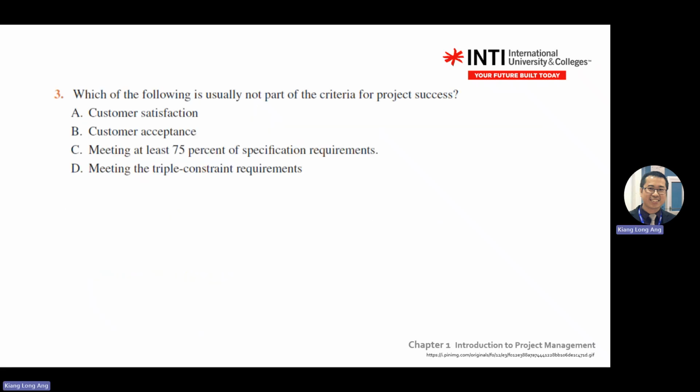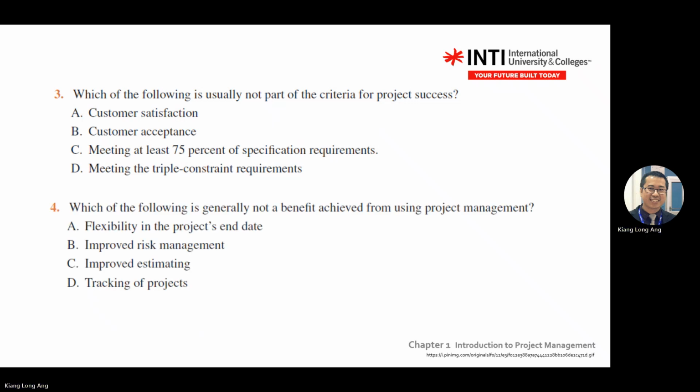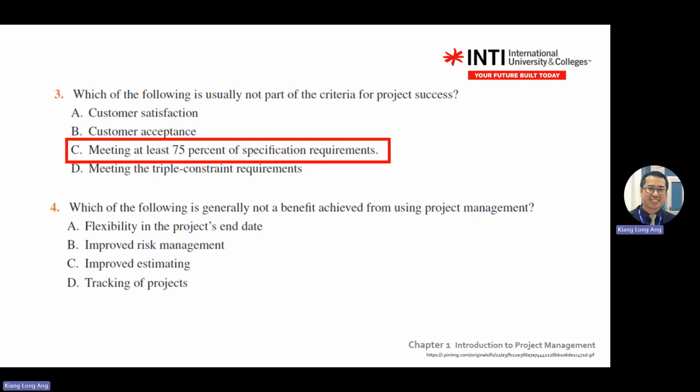Which of the following is usually not part of the criteria for project success? Which one is not? C. So it means that usually we look at the customer, what the customer thinks. If the customer thinks okay, then everything is okay. Or the sponsor says okay, then okay.